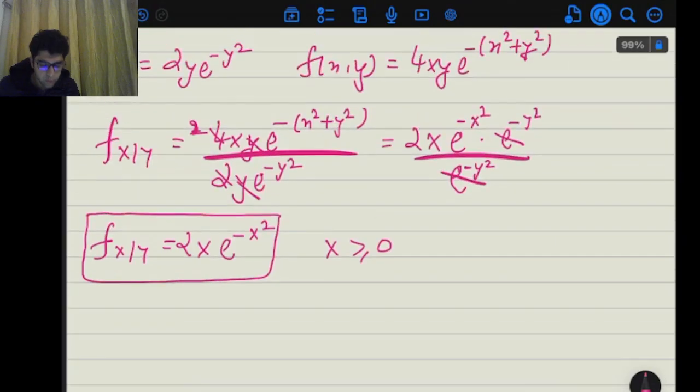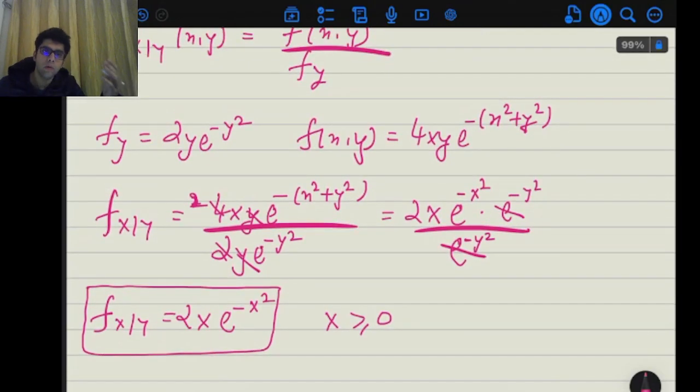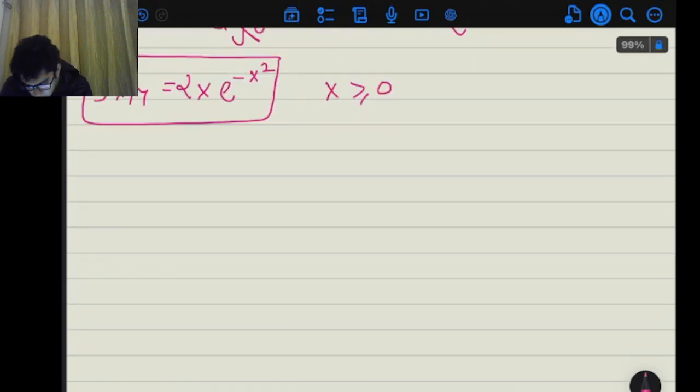So I just missed the 2 here, right? After cancelling 4 in the numerator and 2 in the denominator, I should have been left with 2 in the numerator, so I forgot to write that. Otherwise, what we have done is perfectly fine. So let's move on now.